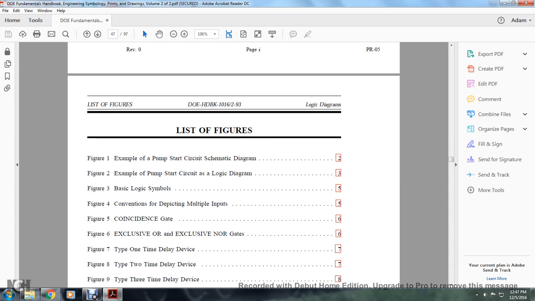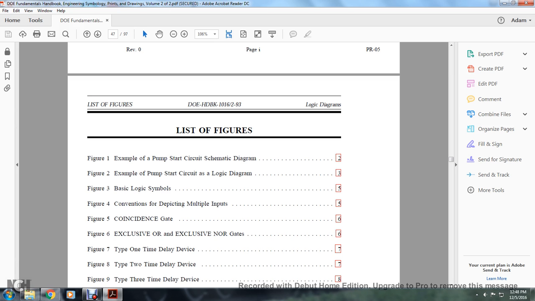Figure 1, example of a pump start circuit schematic diagram. Figure 2, example of a pump start circuit logic diagram. Figure 3, basic logic symbols. Figure 4, convention of depicting multiple inputs. Figure 5, coincidence gate. Figure 6, exclusive and inclusive NOR gates.